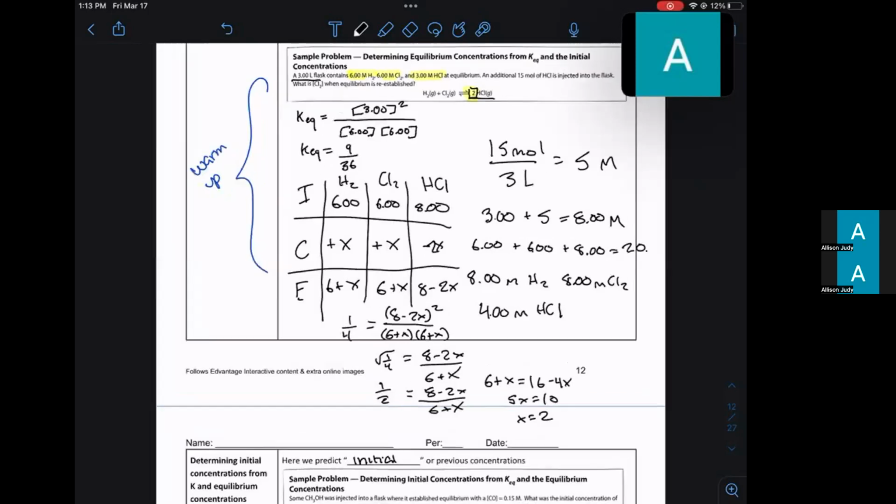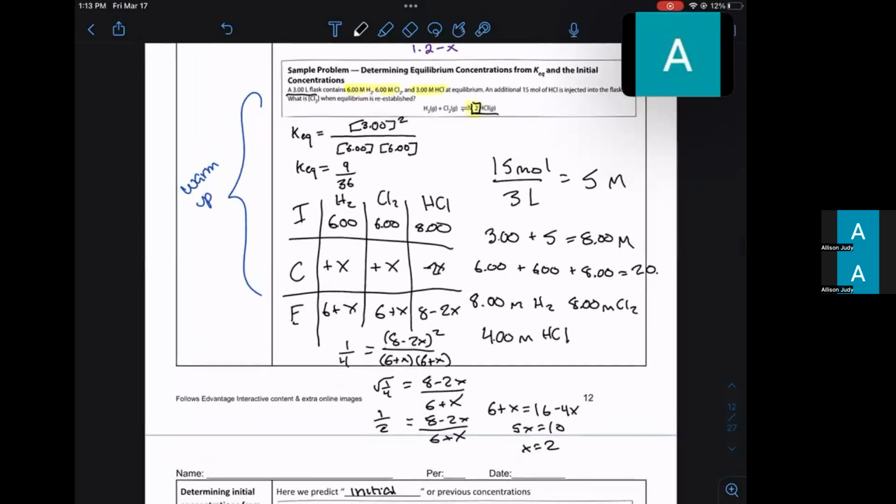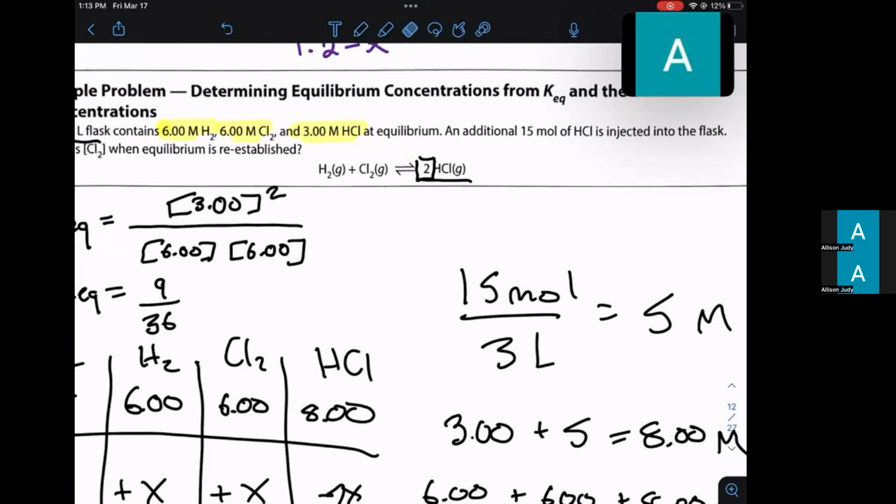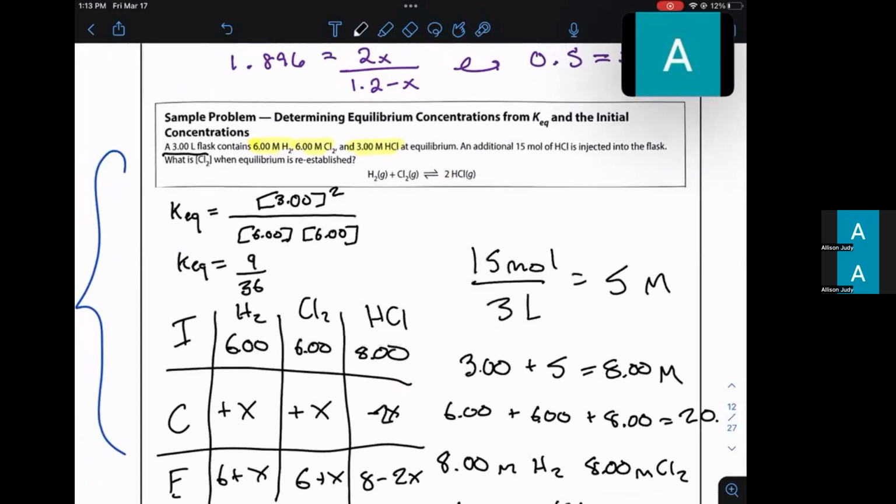So when you set up the ice table like this, you have too much product now. You added product, so the reaction is gonna proceed in reverse, and you're gonna be making reactant. It's minus 2x because in our equation all the way back up here, it's 2 HCl as our product. Because we are converting product back into reactant to return to equilibrium, we want the moles to be in the same ratio as before, or our KEQ to be the same value.